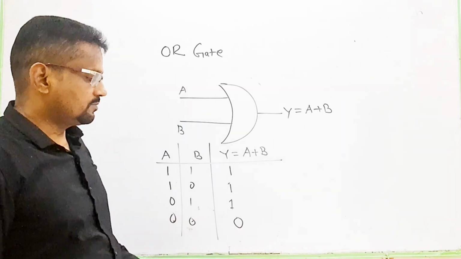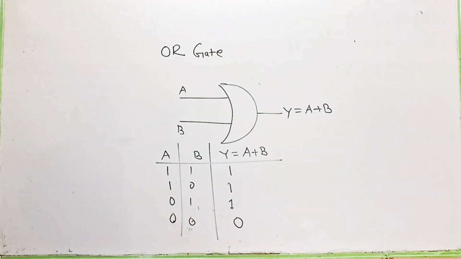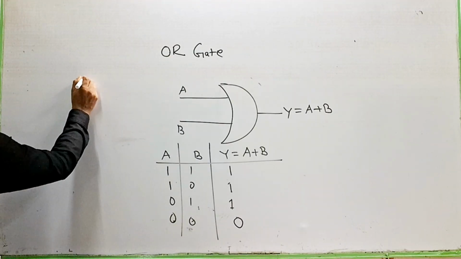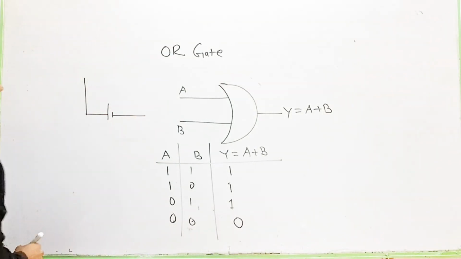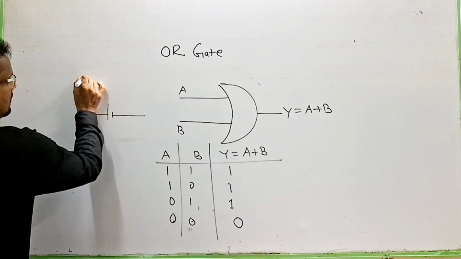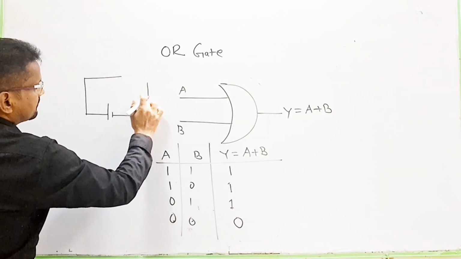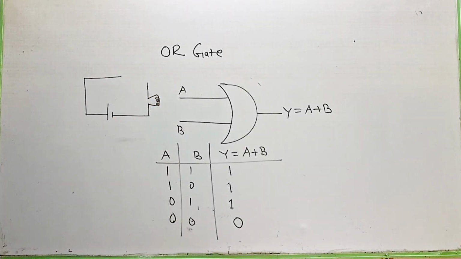We can clarify this by taking some example of circuit. So for OR gate, let me take an example of a circuit. So for this, the circuit looks like this, you see. Here is the battery and here let me connect some bulb. Some bulb is connected here in the circuit.